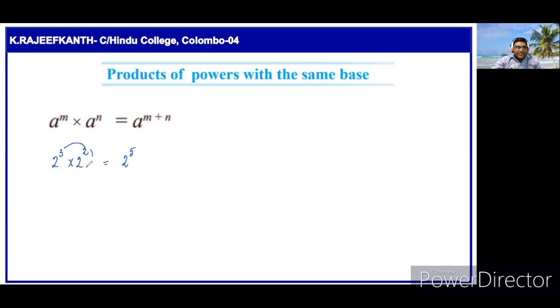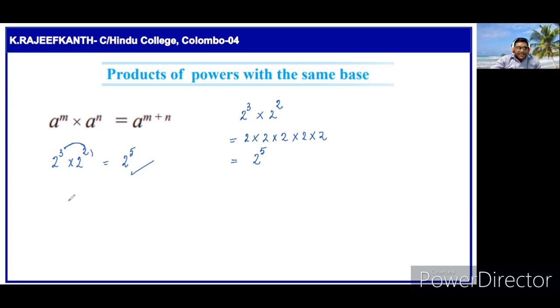Now we can prove this by using this example. 2 to the power of 3 times 2 to the power of 2. We can expand 2 to the power of 3 as 2 times 2 times 2, and 2 to the power of 2 as 2 times 2. Now we have five 2's, so we can write 2 to the power of 5. So when we are multiplying two powers with the same base, we can add these two indices. Then 3 plus 2 is equal to 5.